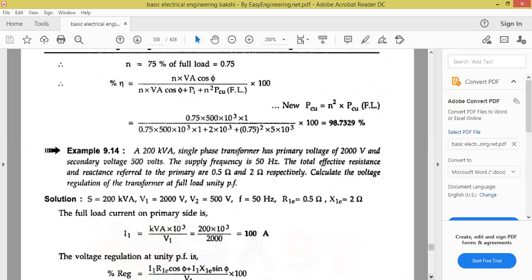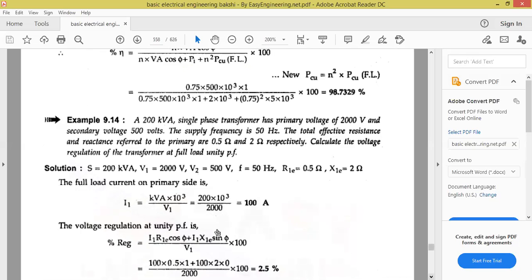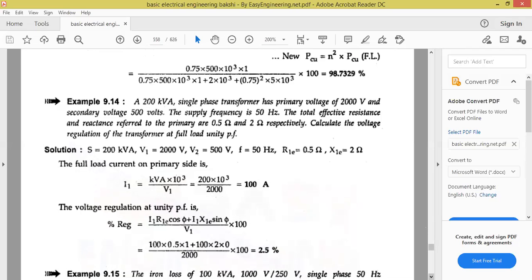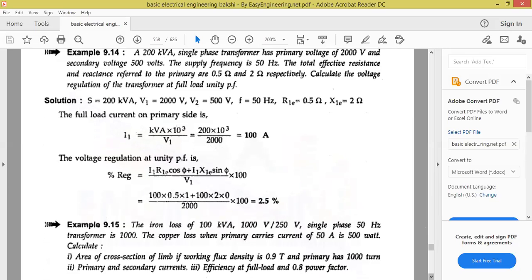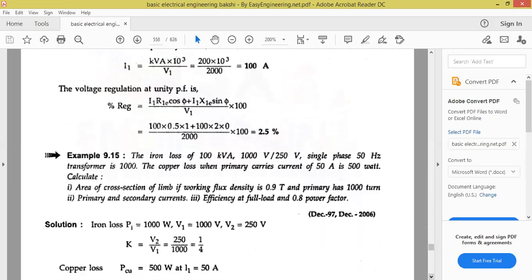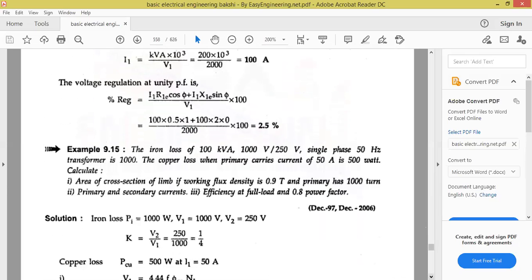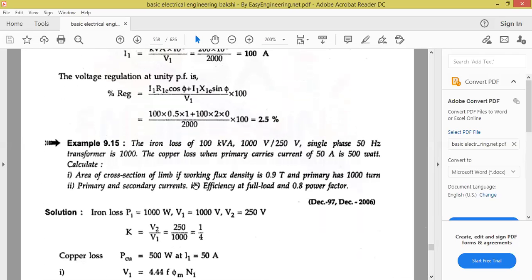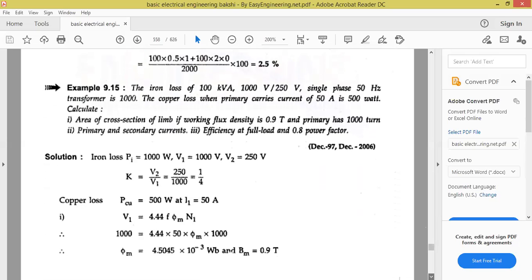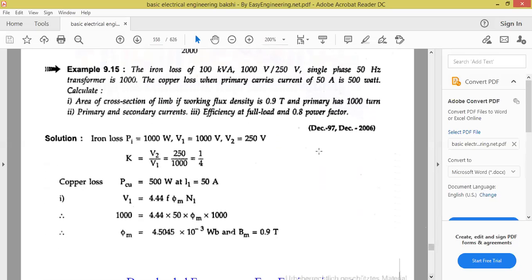So you can see here this particular problem. This is regulation one. So regulation I will take separately, don't get confused. So area of cross section, primary and secondary windings. You can see, whenever there is any problem on transformer, these are complicated ones. Generally this problem will not be given to you.